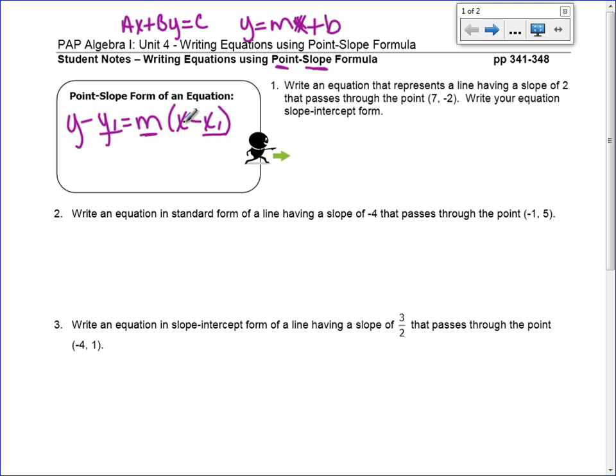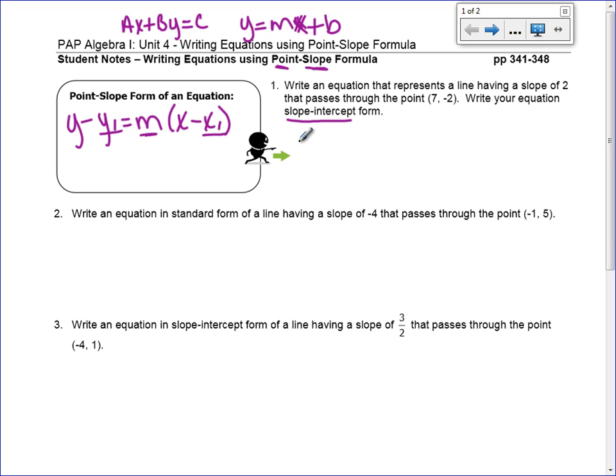So number one asks us to write an equation that represents a line having a slope of 2 that passes through the point (7, negative 2), and they want the equation in slope-intercept form, which means I need to end up in y equals mx plus b. But I'm going to start here because that's what I know. I have a point and I have the slope. So I'm going to write what I know.